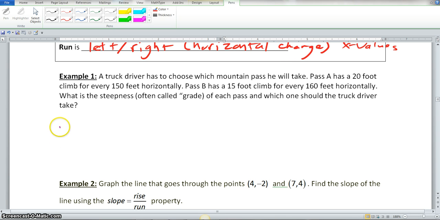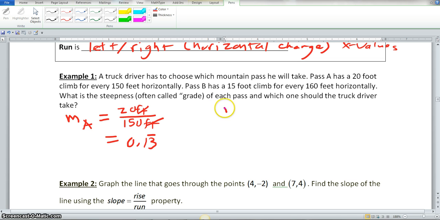Okay, so now this is what we would do. We will find the slope of pass A, which is equal to, now remember, we're doing rise over run. We're doing the vertical change, which is the climb, the 20-foot climb. So that would be 20 feet all over the horizontal change, which is 150 feet. Now, we can simplify out feet. And 20 divided by 150, if you put that in your calculator, will give you 0.13 with the 3 repeating. So that is the slope.